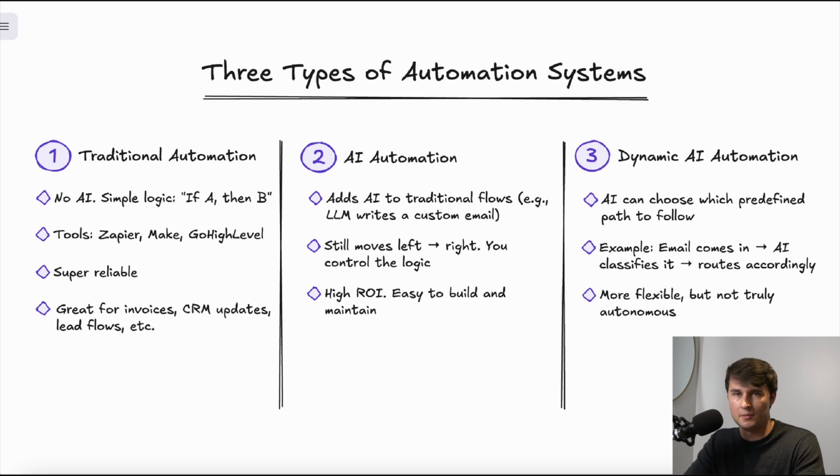Now, the third type of automation system is the dynamic AI automation system. This basically allows AI to choose between predefined paths to follow. An example of this would be using AI to classify emails and then routing the workflow into different pathways based on those classifications. So this type of automation is more flexible, but it's not truly autonomous.